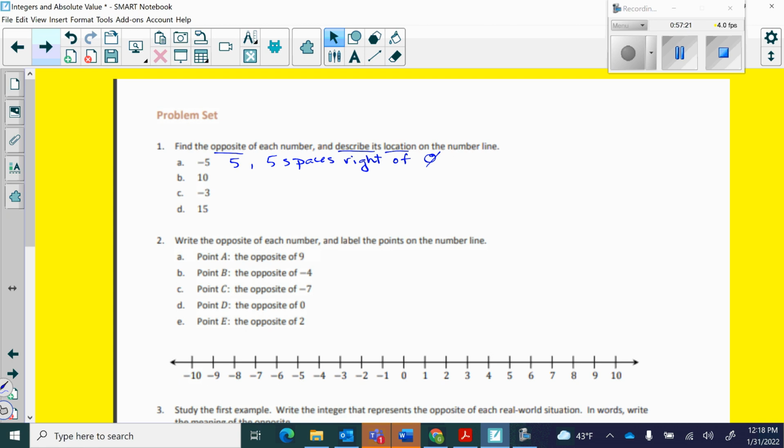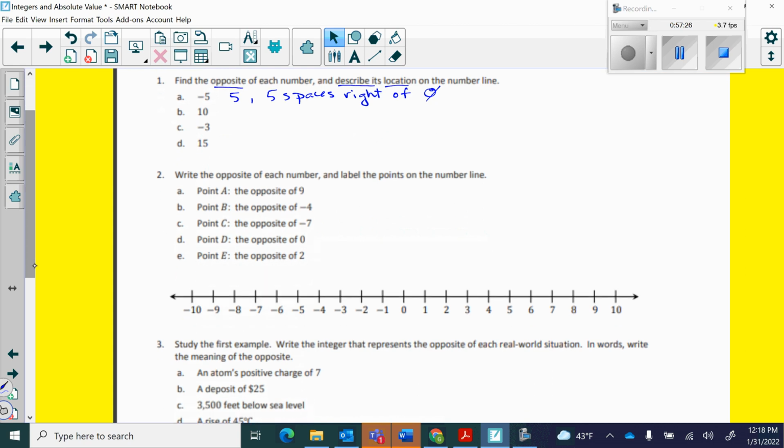Okay. Our next part, we have 2 pieces to this. Write the opposite of each number and label the points on the number line. So there's 2 pieces. So point A, what is the opposite of 9? Negative 9. Now I need to label it, meaning I draw it on the number line at negative 9, and I label it. That is point A. Does everybody understand what you're supposed to do on the second section? Okay.